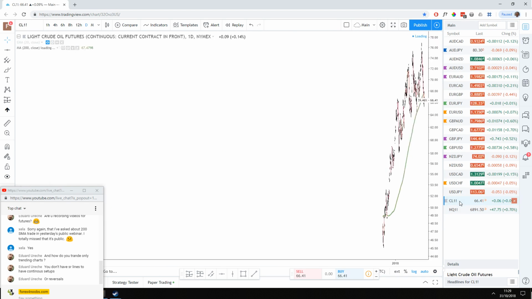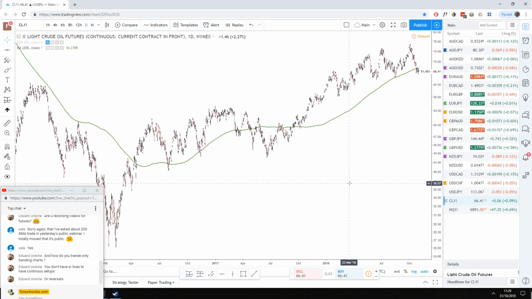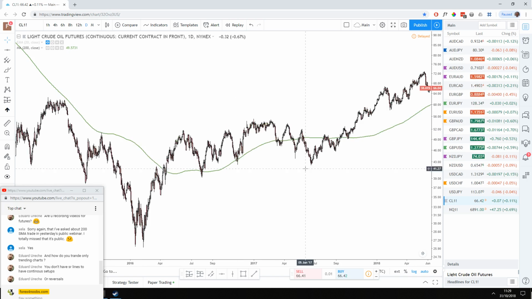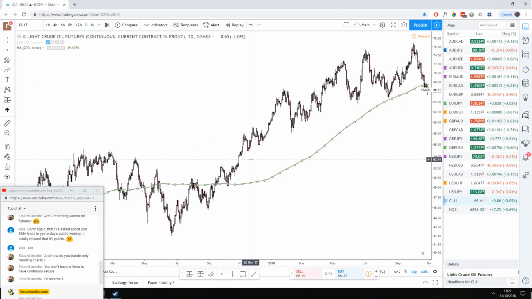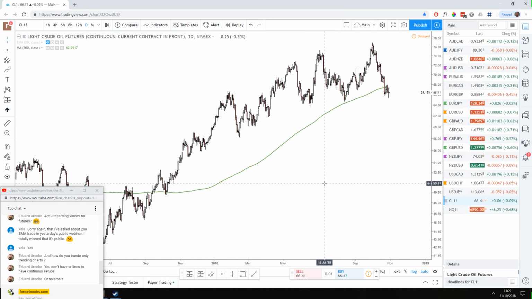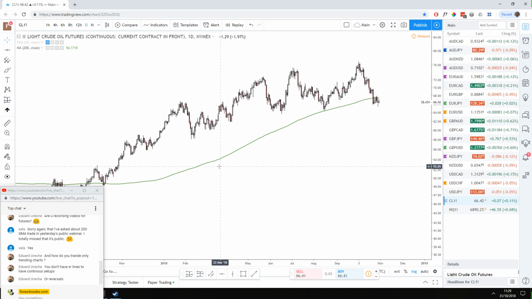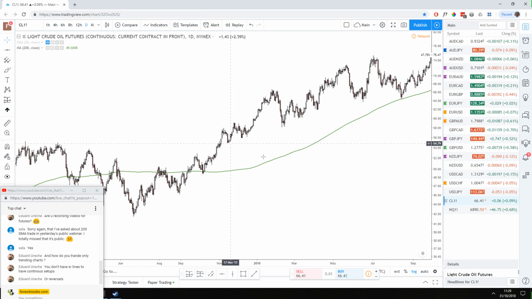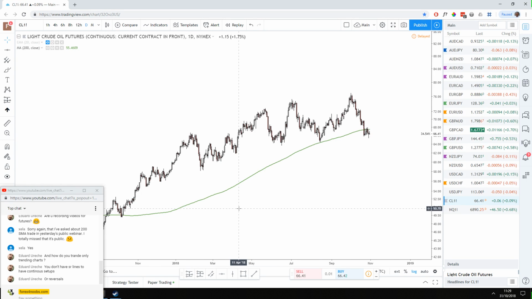Yeah, because oil hasn't been only going up. This is crude oil. As you can see, guys, I don't even really know. I don't know that much about futures in terms of what's being traded and stuff. So I'm in no position to teach you guys how to trade futures.